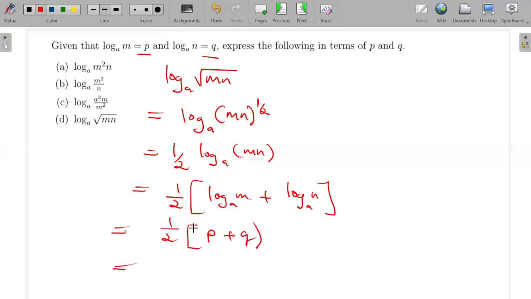So this here is just going to be, if I multiply, I get p plus q divided by 2. Or you can leave it the way it is, as half p plus q, like that. Still the same thing. Okay, so this is how you would express this in terms of p and q, just using those same rules of logs that we have learned. Okay, so what do we do next?